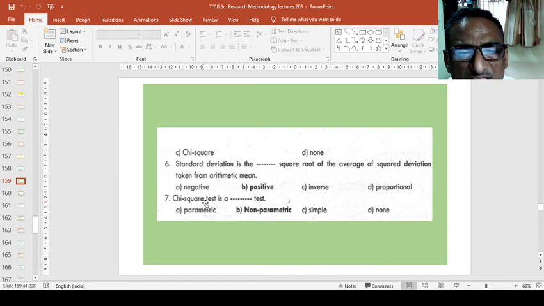Now the chi-square test is a dash dash test, it is a non-parametric test. So standard deviation is the dash dash square root of the average of squared deviation taken from the arithmetic mean. So standard deviation is the positive square root of the average squared deviation. So these are the objectives, you follow it, you continue it.